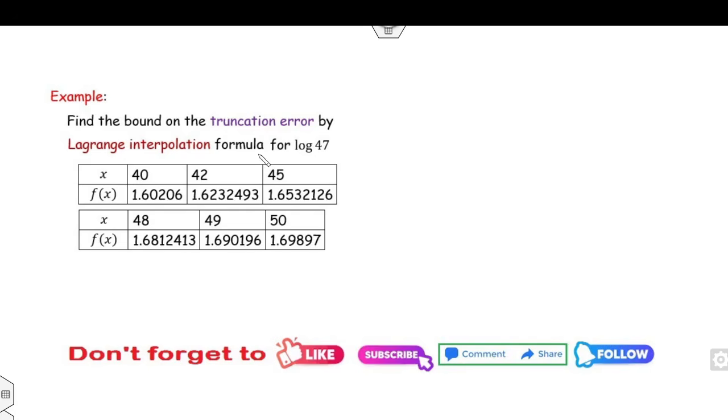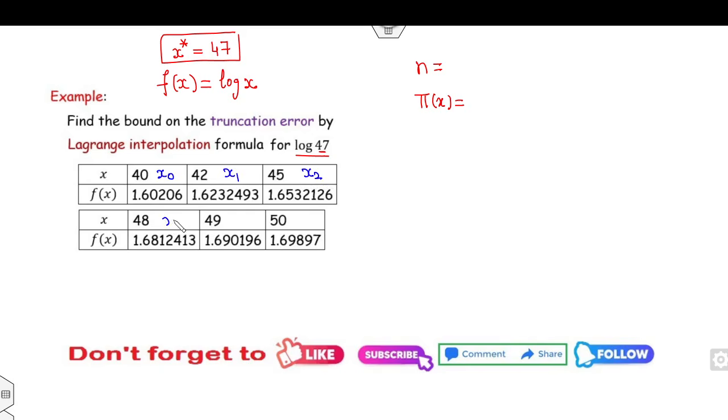Look at that. Find the bound of the polynomials. What is the function f(x)? It's log of x. Fine. And since your target is to find the error at 47, the error bound is given to you at 47. Firstly, you write the n and find the value of pi of x. How do you find the value of n? This point is x0, this point is x1, this is x2, this is x3, this is x4, this is x5. So n is 5.